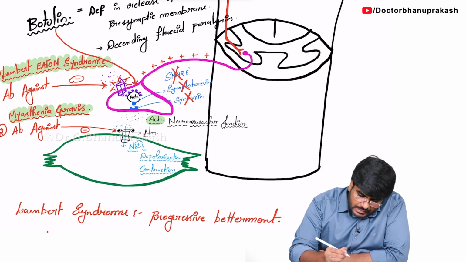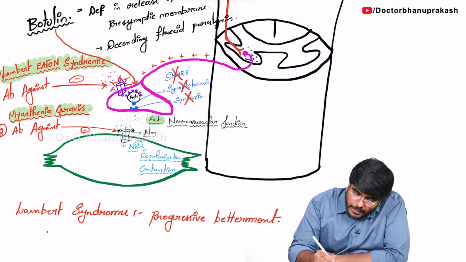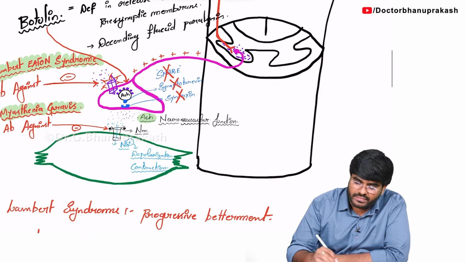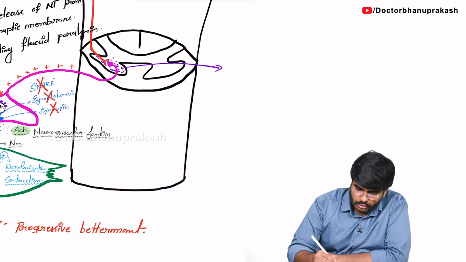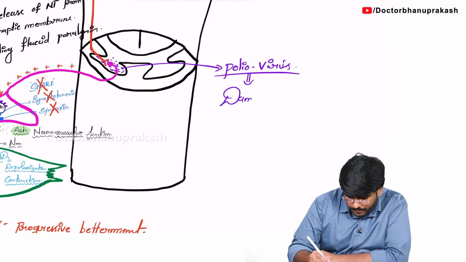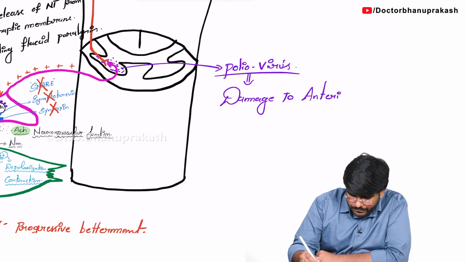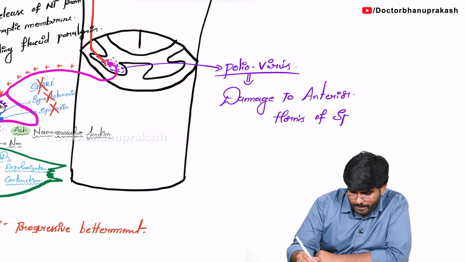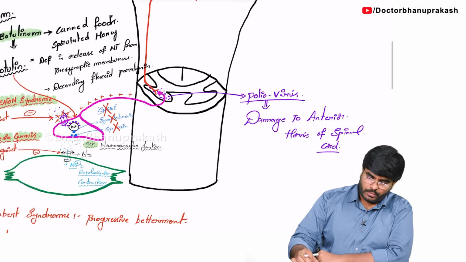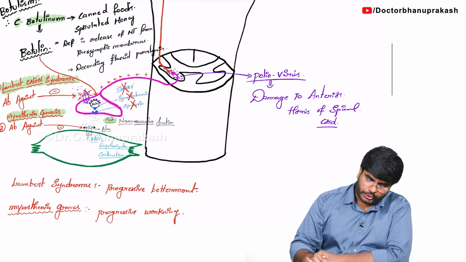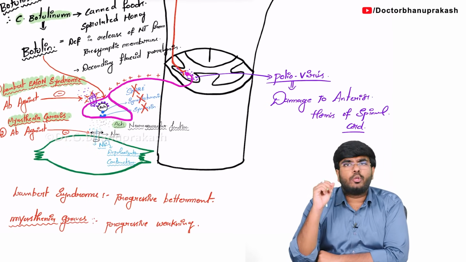So what is this virus? The virus which lives in the anterior horns of the spinal cord and causes damage to them is the poliovirus. So poliovirus causes damage to the anterior horns of the spinal cord. Okay, so these are the clinical things which I wanted you to learn in the area of the neuromuscular junction.